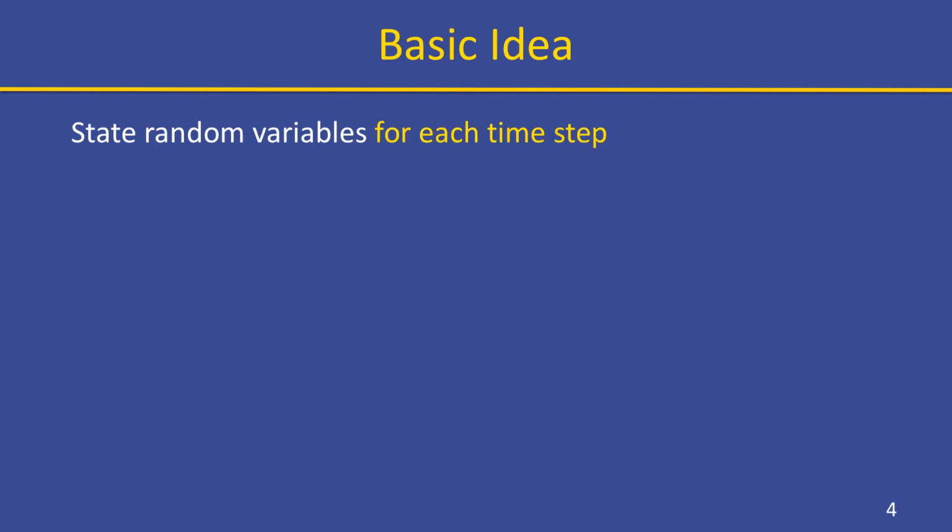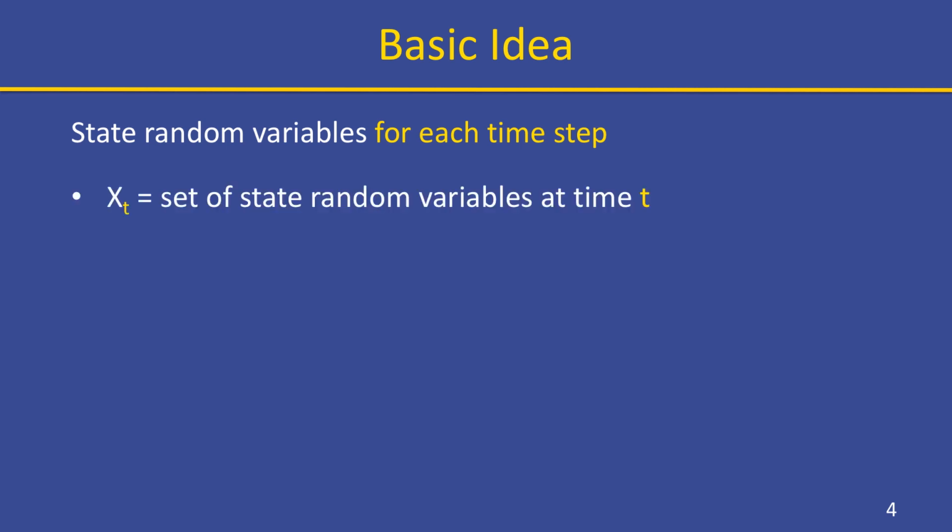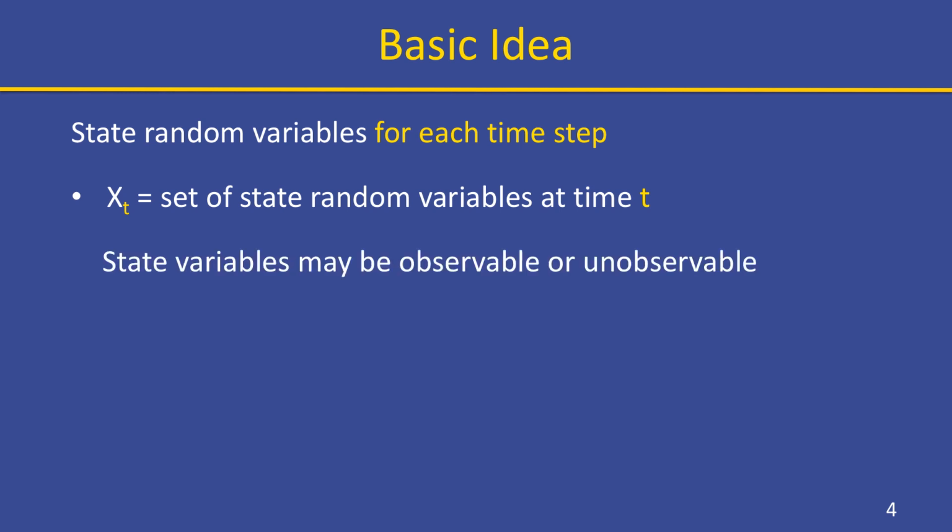So the basic idea here is that we have a set of state random variables for each time step t. The variable xt represents the state of the world at time t. These random variables may be observable or unobservable. This, of course, assumes that we have discrete time.